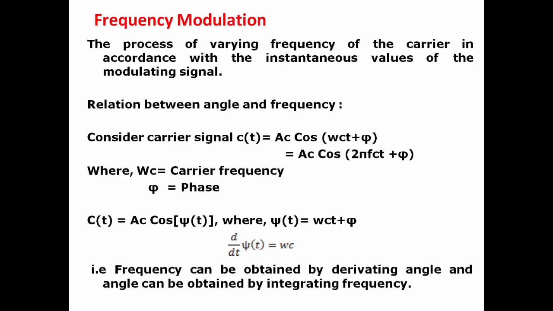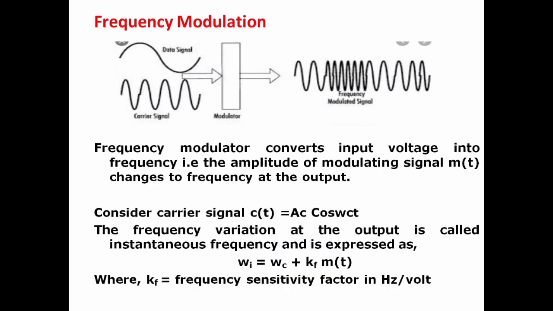Next, the frequency modulation diagram. First of all, we must know the basic sine wave, and then we add the carrier. For the modulation index, we have to find the frequency of the modulating signal. So c of t is equal to Ac cos omega c t. Omega i is equal to omega c plus kf m of t. In that we find the frequency deviation: omega i is equal to omega c plus kf m of t, so omega c plus del omega.